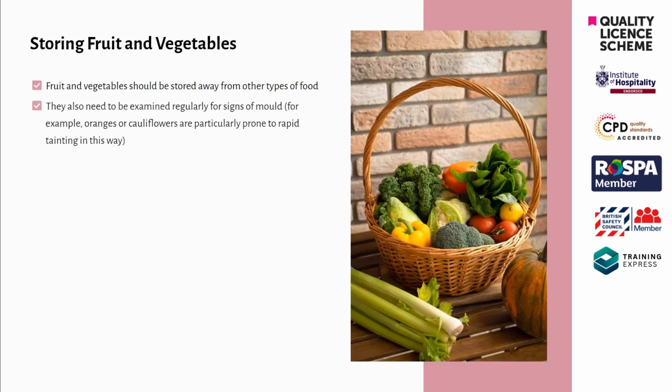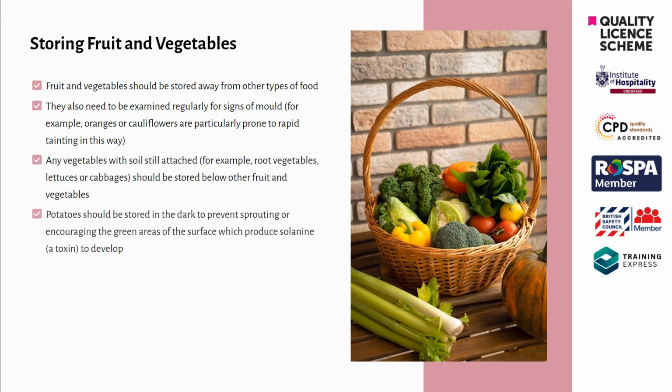Storing fruit and vegetables. Fruit and vegetables should be stored away from other types of food. They also need to be examined regularly for signs of mold. For example, oranges or cauliflowers are particularly prone to rapid tainting in this way. Any vegetables with soil still attached, for example, fruit vegetables, lettuces or cabbages, should be stored below other fruit and vegetables. Potatoes should be stored in the dark to prevent sprouting or encouraging the green areas of the surface, which produce solanine, a toxin, to develop.